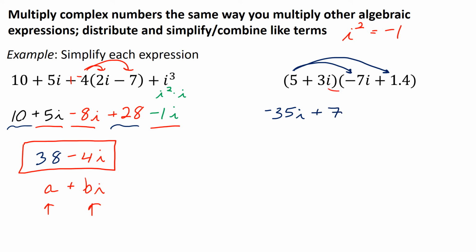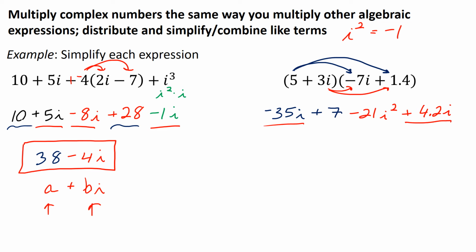And distribute the 3i. I have negative 21 i squared. That's key, that i squared, don't forget that. And then 3i times 1.4. 3 times 14 would give you 42. Move the decimal over. So it's 4.2i. And normally here you would just combine the i parts.